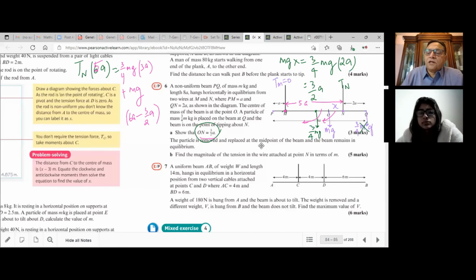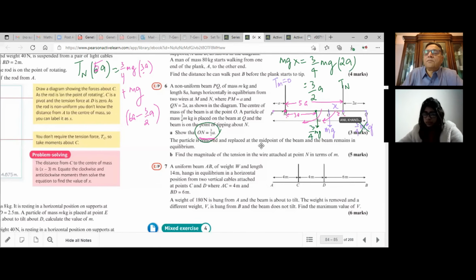Now the other moment is clockwise, which is because of the weight which we have put at the center, which is 3 by 4 mg. And since it is in the center, it is 4a away from P, minus a means 3a away from M, correct? Yeah. Now point O we found was actually 3 by 2a from N, correct? We found this 3 by 2a.